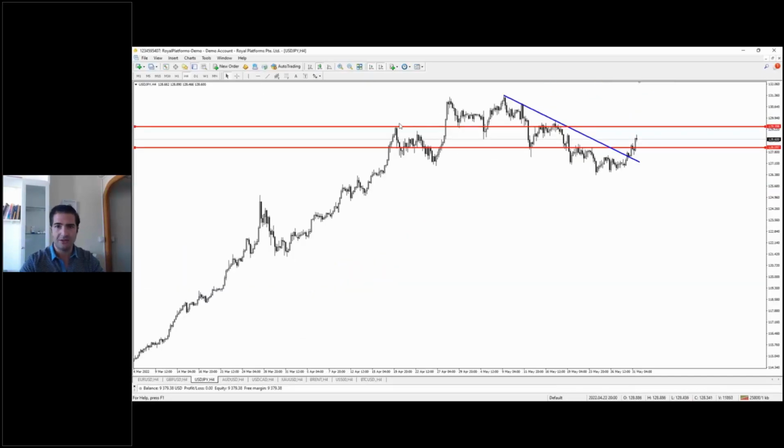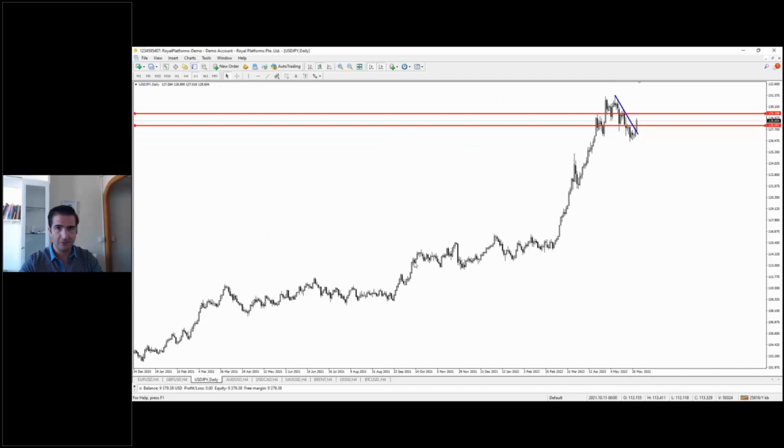USDJPY, higher time frame, daily. We have an end of this deep correction. So we had an impulse to the upside, okay, an impulse to the upside, and then the market posted a big correction, or a deep correction we can say, and retraced to the upside.